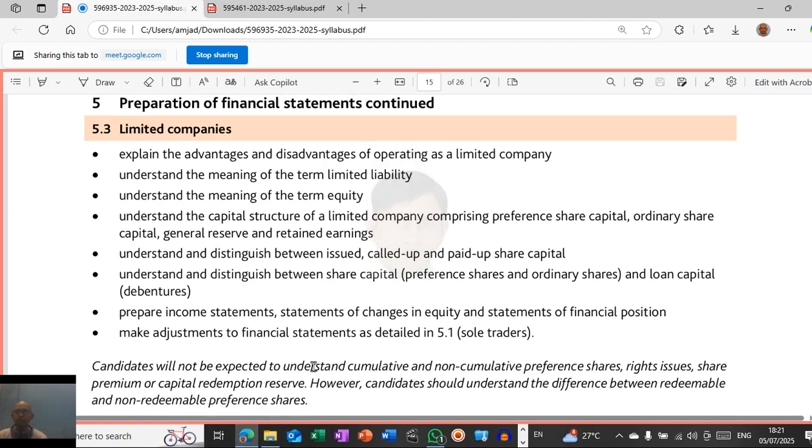Candidates will not be expected to understand cumulative and non-cumulative preferences, the rights shares, or share to share capital redemption reserve, nor how candidates should understand redeemable and non-redeemable preferences. This particular aspect will be done again at a later level.